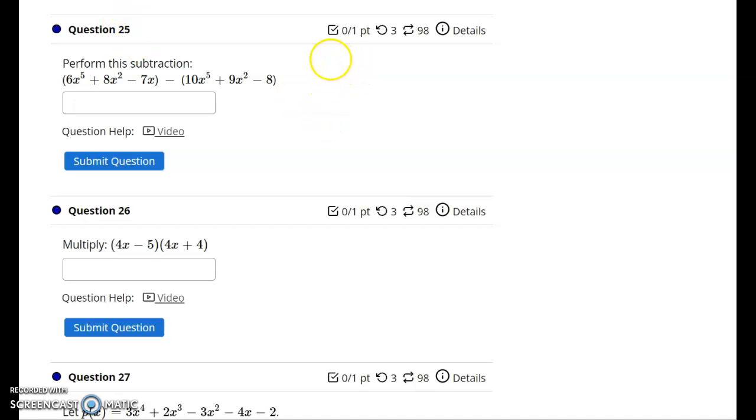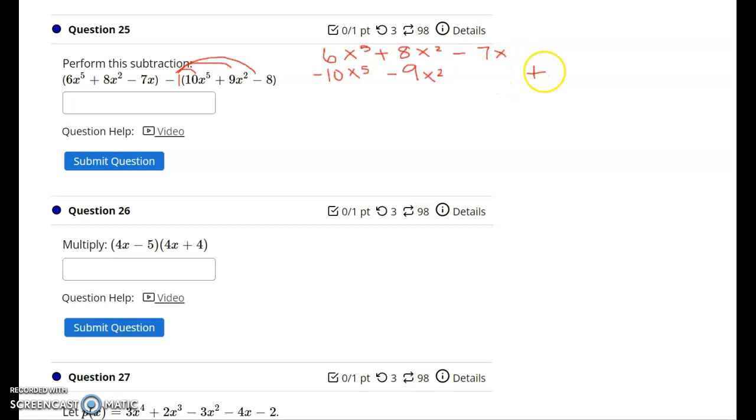Subtraction's a little bit different, and when I do subtraction, I like to set it up vertically. So we're going to have 6x to the 5th plus 8x squared minus 7x, and then I'm going to line these up. Now, when we have a negative out front, remember it's like a negative 1, and it's going to distribute into everything. Basically, it's going to change every single sign. So what was positive will become negative, what was negative will become positive. So negative 1 times 10x to the 5th gives us minus 10x to the 5th, minus 9x squared, minus a negative, so plus 8.